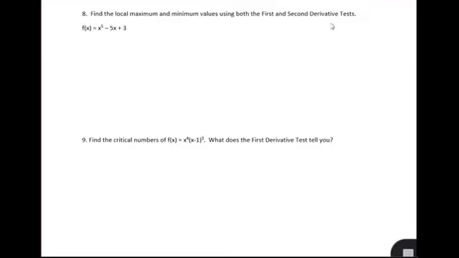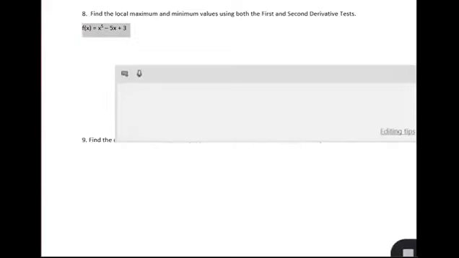So if we're using both the first and second derivative tests, that means we need to take the derivative. So let's start with one piece at a time, and we'll look at how we can use both of these tests. If we need the first derivative, that would mean that we are taking our derivative of f of x equals x to the fifth minus 5x plus 3. So our first derivative would look like f prime of x is equal to 5x to the fourth minus 5. So we've got our first derivative.